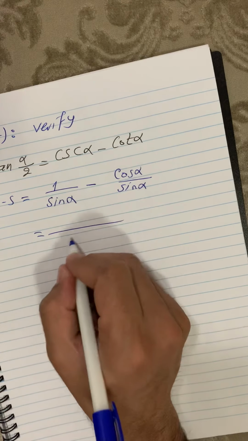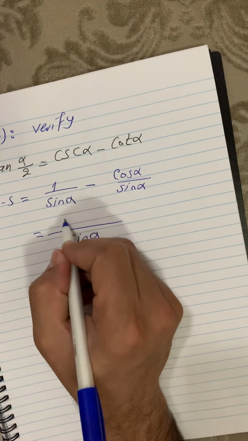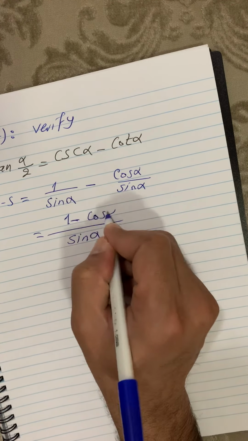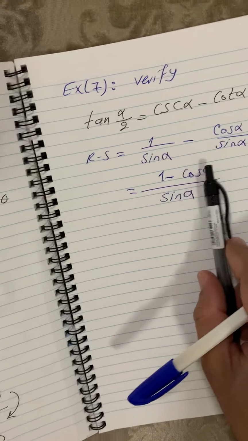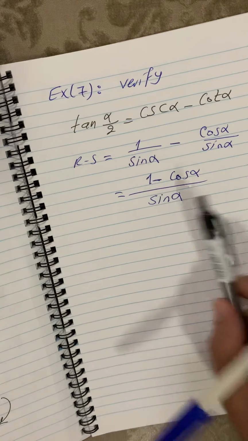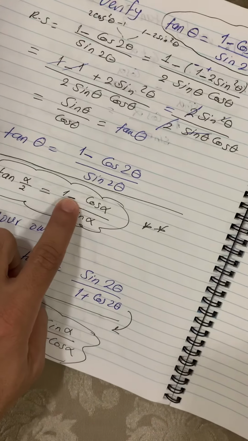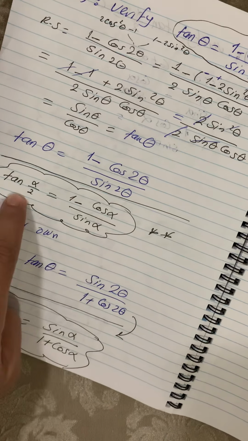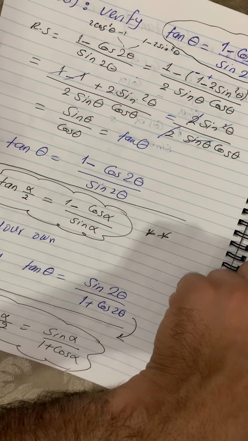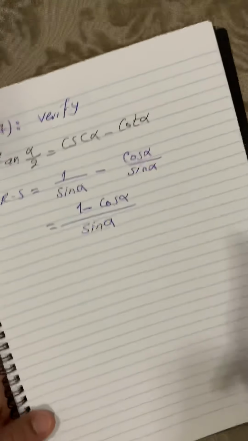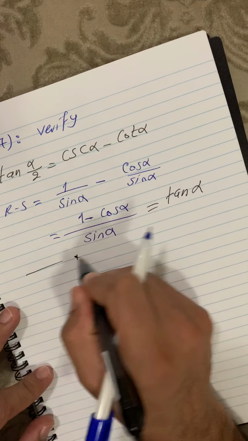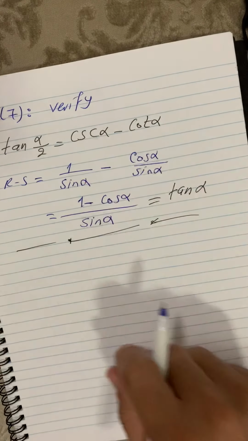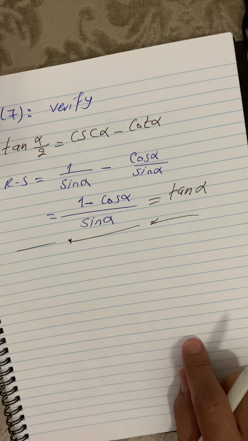Now we can take sine alpha common down here. Then up we are gonna get 1 minus cosine alpha over sine alpha. 1 minus cosine alpha over sine alpha gives what? Tan alpha over 2. This is an identity. 1 minus cosine alpha over sine alpha equals tan alpha over 2, and this is an identity. So this identity is verified.